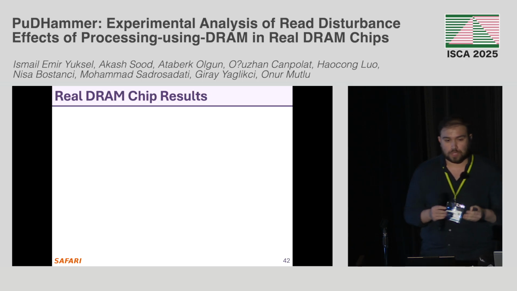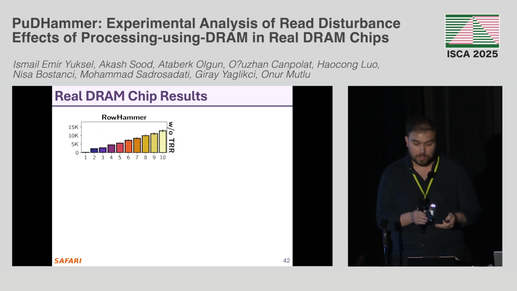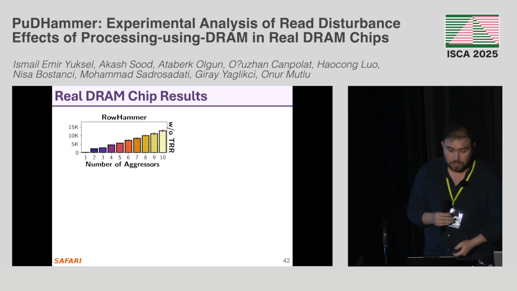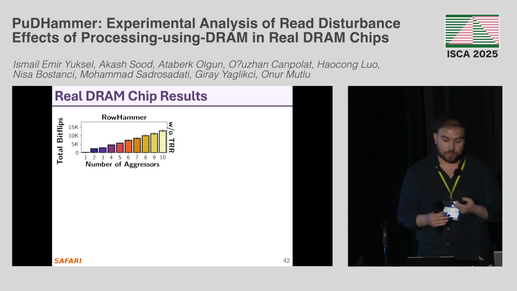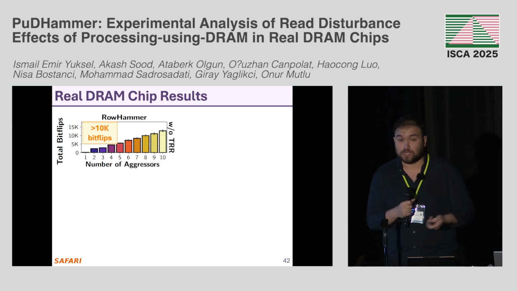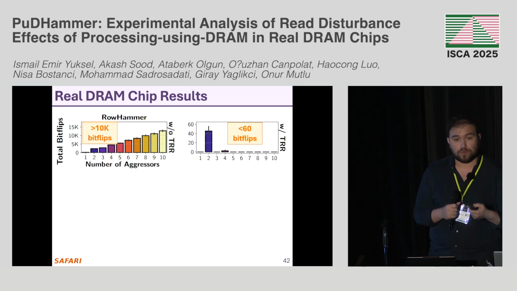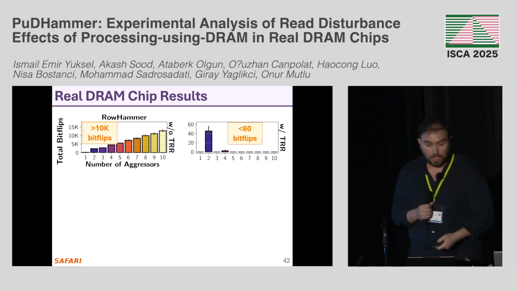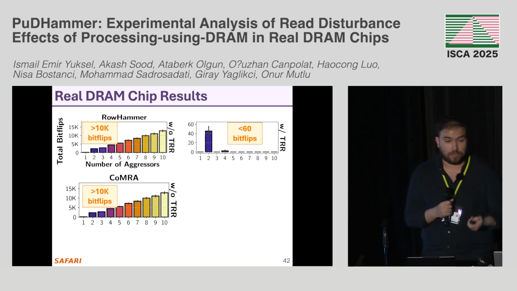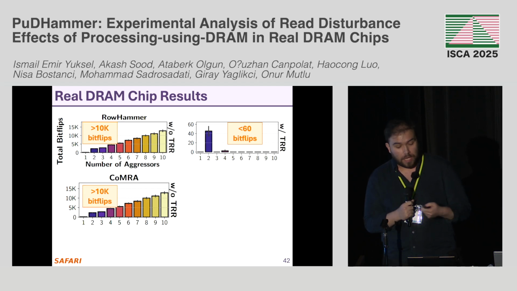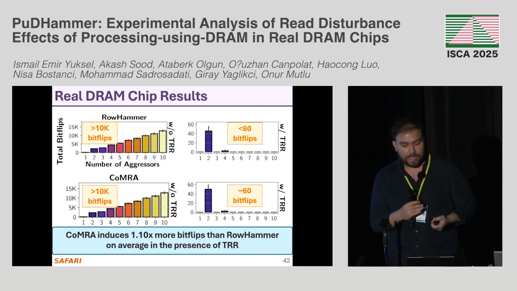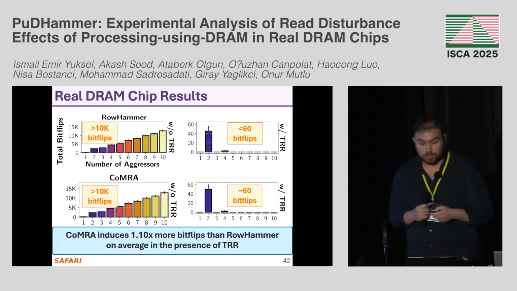So we test real DRAM chips to see the effectiveness of TRR for RowHammer, COMRA, and SIMRA. First, without TRR, we test different numbers of aggressor rows, basically different memory access patterns, and the y-axis shows the total bit flips. We observe that without TRR, RowHammer induces more than 10,000 bit flips in the worst case. However, with TRR, the bit flip reduction is huge. It's less than 60 bit flips in the worst-case pattern. And for COMRA, it's very similar to RowHammer. Without TRR, it induces 10,000 bit flips, and with TRR, it's around 60 bit flips. So we conclude COMRA induces 1.10 times more bit flips than RowHammer on average in the presence of TRR.